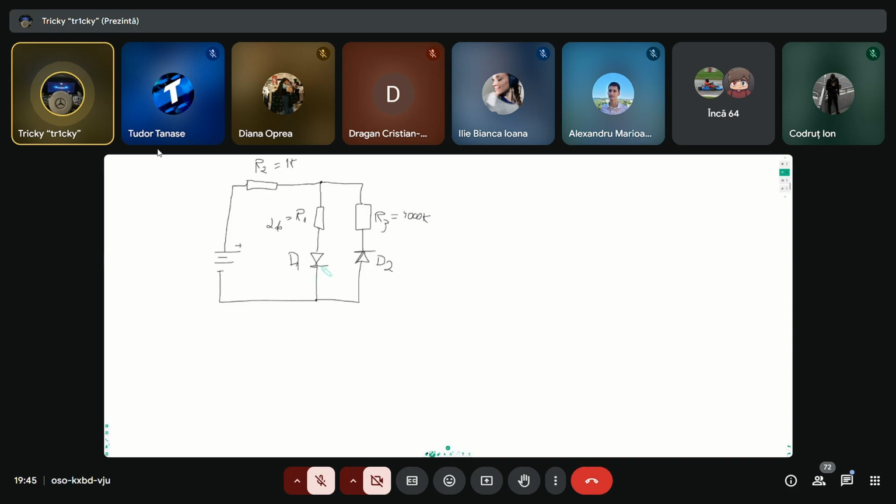The D1 diode has the anode at the top and the cathode at the bottom, so it's forward biased. So we draw the arrow for the voltage like this, and this is VD1. And D2 has the cathode on the top and the anode on the bottom, so this is reverse biased, and we will draw the arrow like this, VD2.